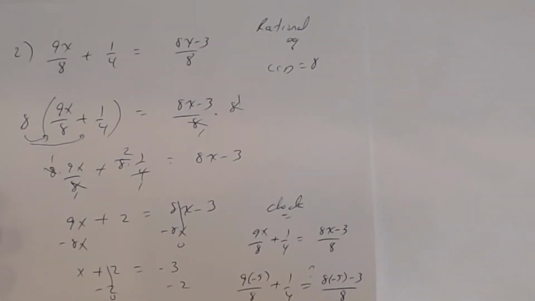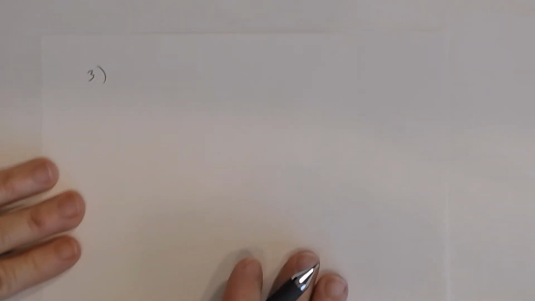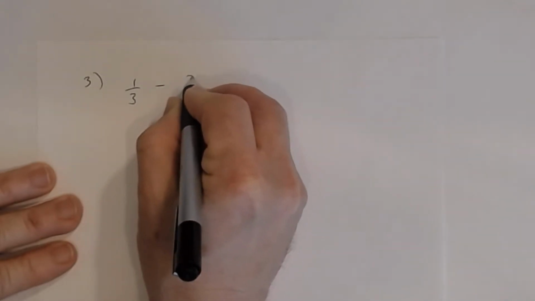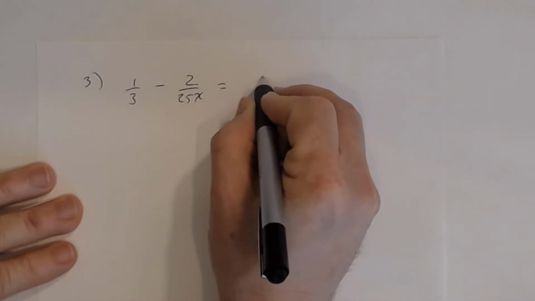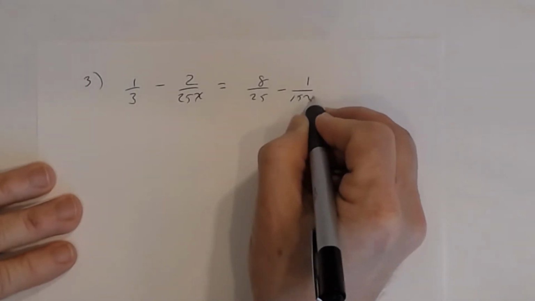All right, now let's do one with a variable. So this is going to be number 3. In number 3, we have this rational equation. So let's do this one. It'll be 1/3 minus 2 divided by 25x equal 8 divided by 25 minus 1 divided by 15x.